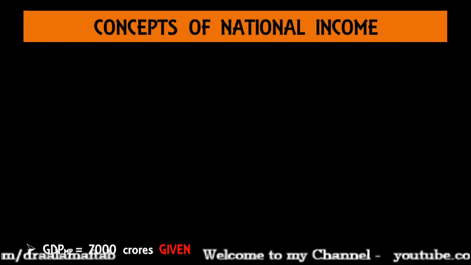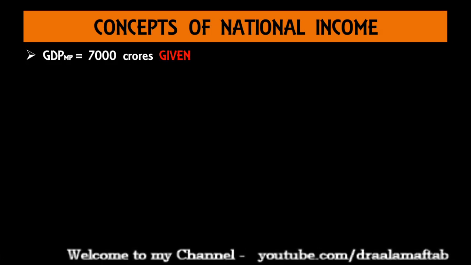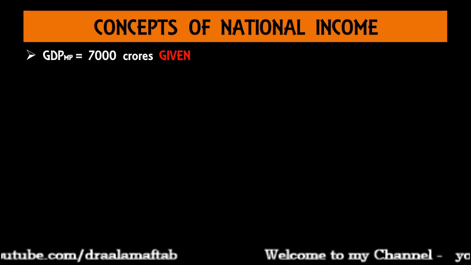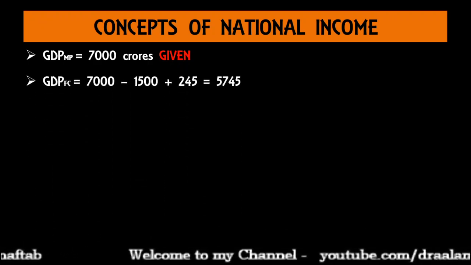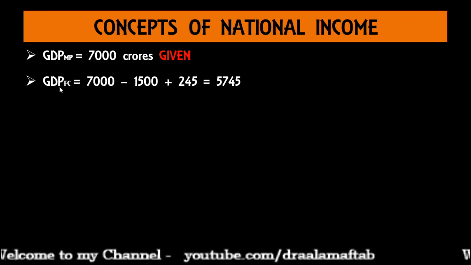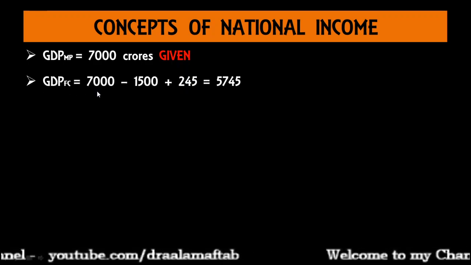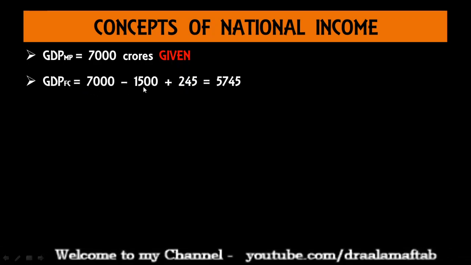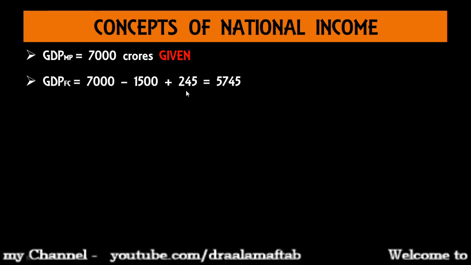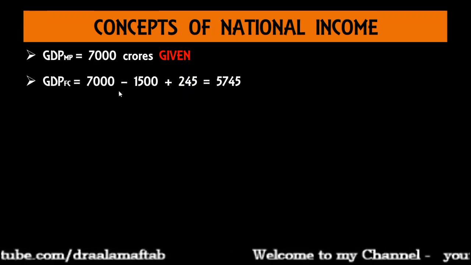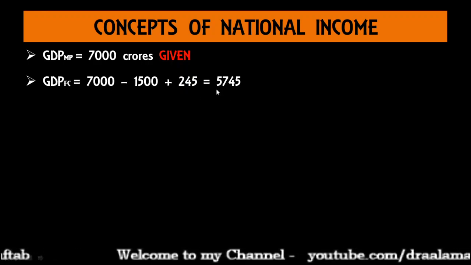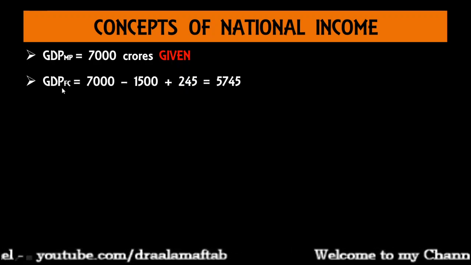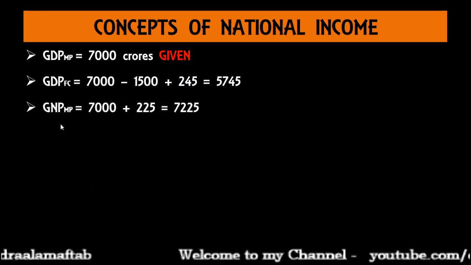To calculate different variants of national income, you need these values. So this is the given value. Now let us see how we can calculate different variants of national income. So the first one is GDPMP, which is given, that is 7,000 crores. The next one is GDPFC. So for GDPFC, what we have seen in the previous slides, you need to take GDPMP, that is 7,000, minus indirect taxes, that is 1,500, plus subsidies. So if you calculate, you will get 5,745 crore as GDPFC.